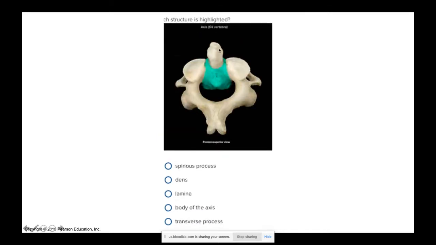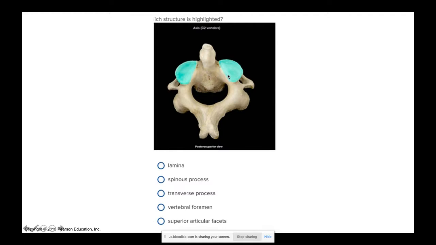Here's the dens, or the odontoid process, but the odontoid comes off the body of the axis. This is C2. We could see right here, C2. This is the body of the axis. Now, this particular portion is a facet. It happens to be the superior articular facets.